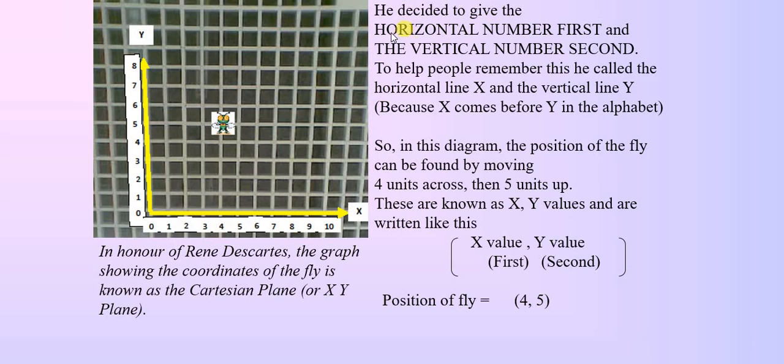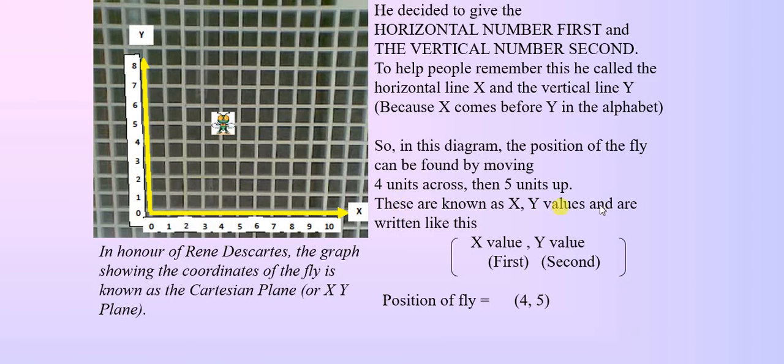He decided to give the horizontal number first, this one, and the vertical number second, here. To help people remember this, he called the horizontal line X and the vertical line Y, because X comes before Y in the alphabet. So that we remember that this has to go first because X is before Y in the alphabet. So in this diagram, the position of the fly can be found by moving 4 units across, 1, 2, 3, 4, then 5 units up, 1, 2, 3, 4, 5.